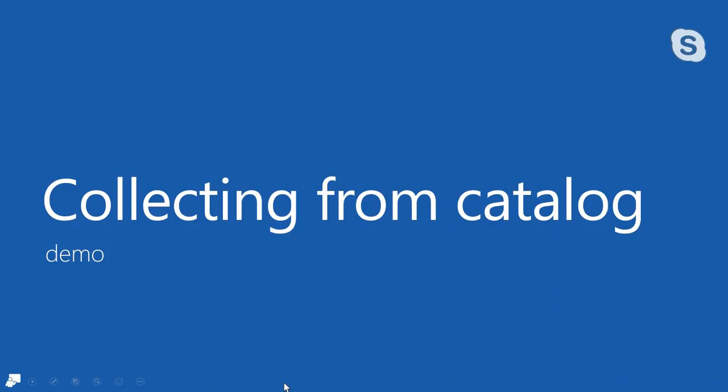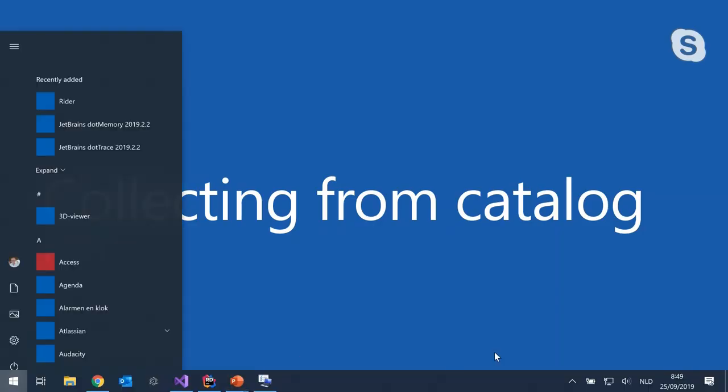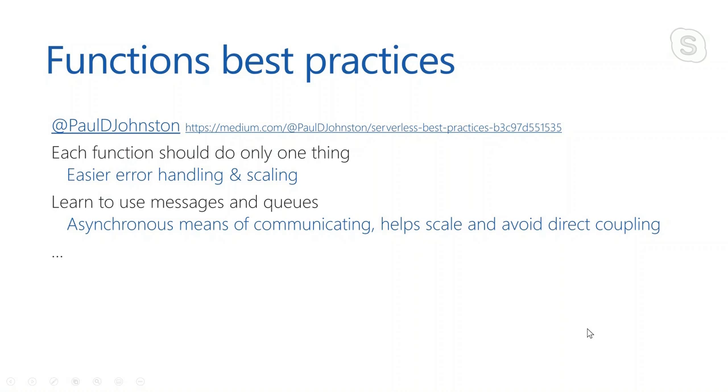Now, there's a couple of things that I want to note here. First of all, functions best practices. I don't know if anyone knows Paul D. Johnson, but he's working at Amazon, and he has a lot of blog posts on serverless best practices. So they apply to AWS, but also to Azure and to whatever other functions platform you may use.